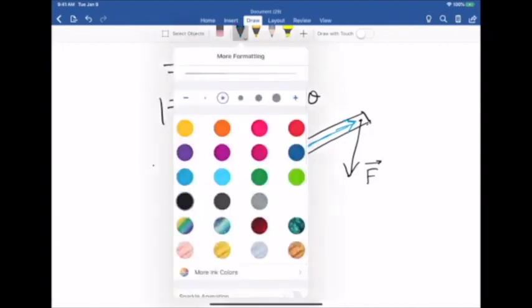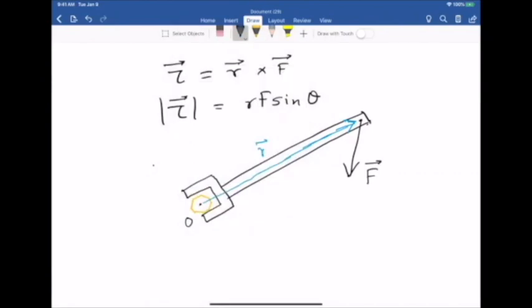Once you have the R vector, you can easily find the angle between these two. So let's call this angle theta. And so the torque would just be the magnitude of R, which is just the length of R, multiplied by the magnitude of the force, multiplied by sine of the angle between R and F.